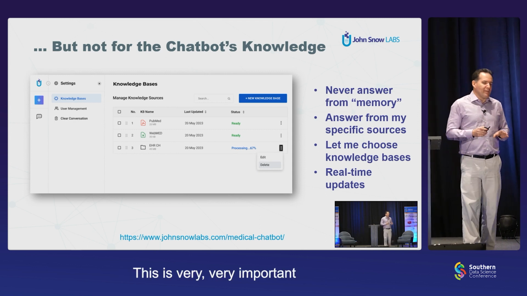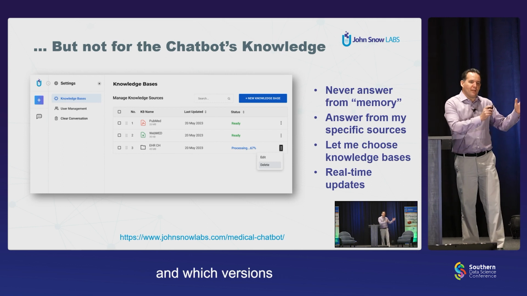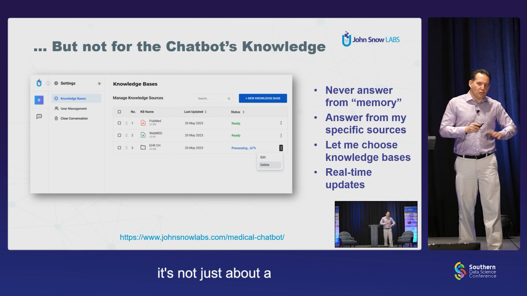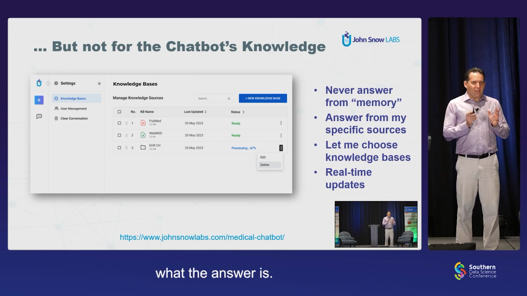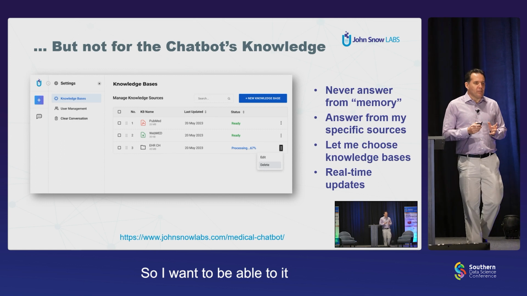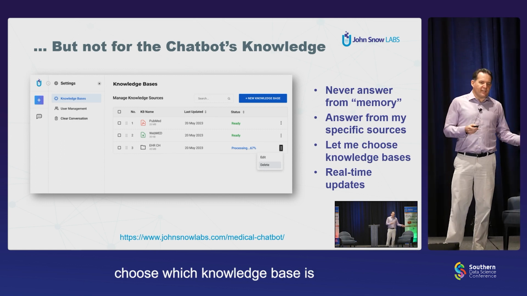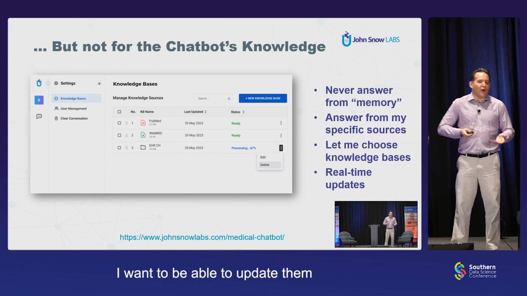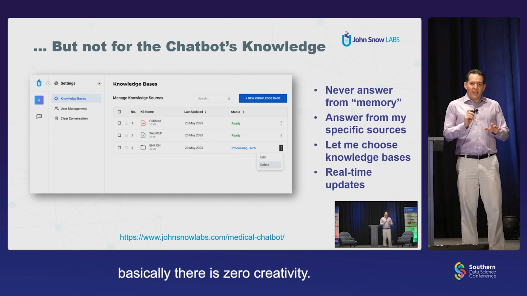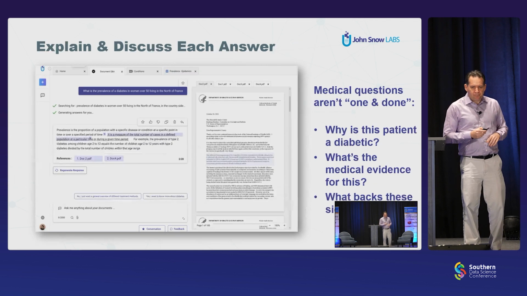And this is very, very important because I need to control which documents and which versions you're taking the information from. Because in medicine, it's not just about what the answer is, it's where did you find it. So I want to be able to choose which knowledge bases you use. I want to be able to update them on a very regular and real-time basis. And I want to make sure, basically, there is zero creativity.